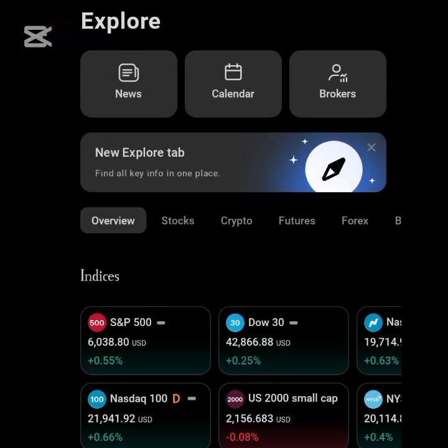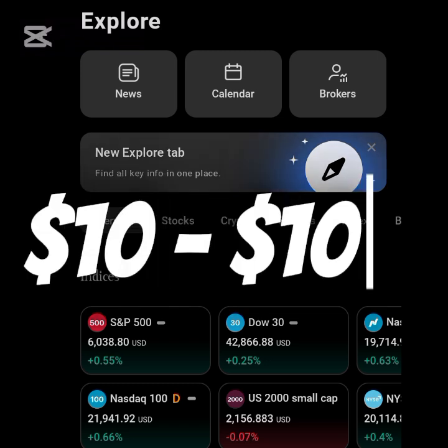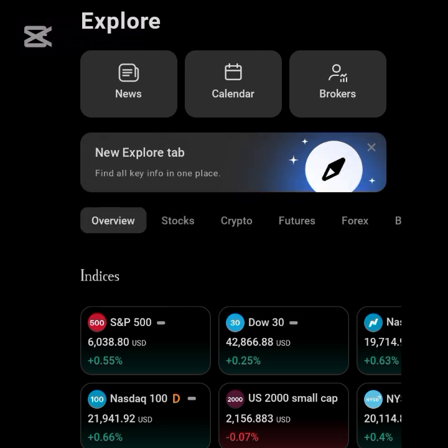Like you already know, we have a challenge going on. We are flipping $10 to $100, and to be able to do that, we need to analyze the chart on a regular basis. Now, I'll be showing you two indicators that will be helping us do this challenge.